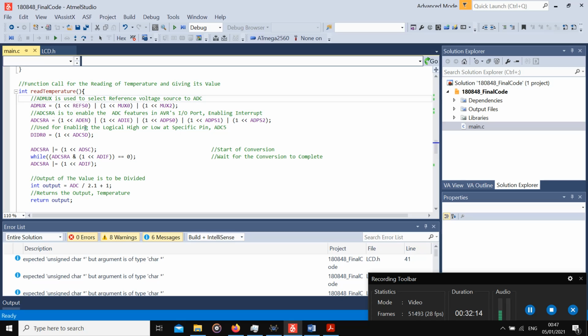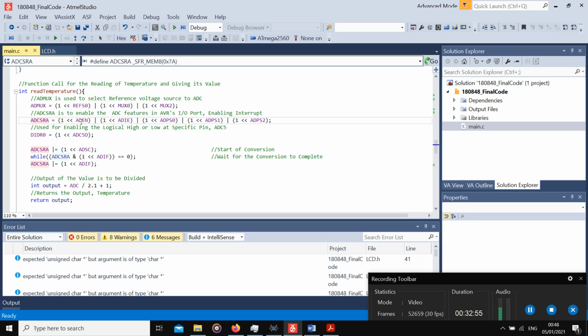Then you have the ADCSRA. This is to enable all the features that are in the ADC conversion, and it basically enables all the input output ports, and it also helps you with the interrupt. For those of you who have basic knowledge of microcontrollers, you know what an interrupt is. If you don't know what an interrupt is, I have already shared my previous video about the lab experiments. Over there I had explained the interrupt. If you're not understanding what an interrupt is, you can go up there, and I think it was lab number 7 in that section in which I have explained the interrupts.